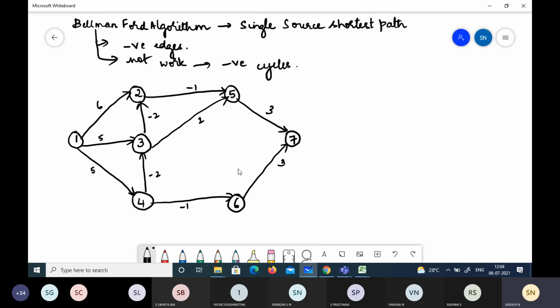Now how many vertices do we have here? There are 7 vertices, and at most we can have 6 edges. That means if we have n vertices, you can have n minus 1 edges. So every time we place a different number of edges and try to find the shortest path from 1 to every other vertex.